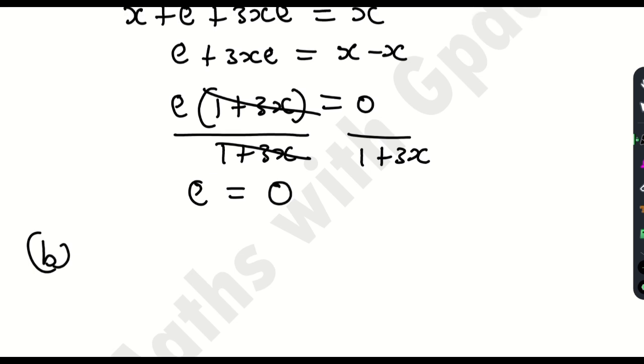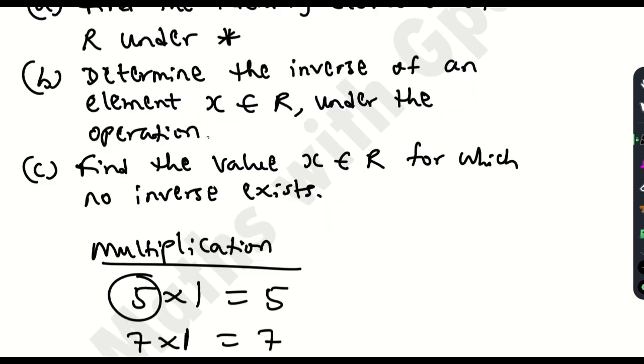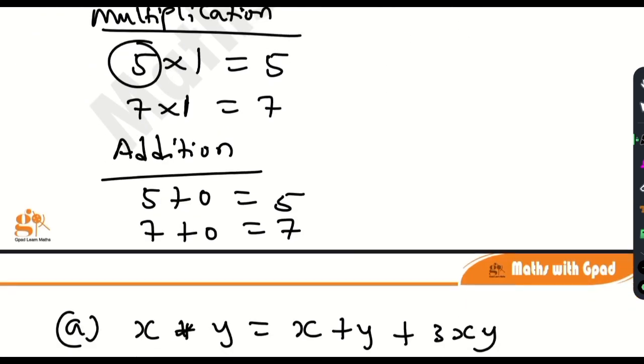Let's go back to the question. The second question says, let's determine the inverse of the element under the operation. So, first of all, what is an inverse element? An inverse element is an element that, when applied to another element, produces an identity element.